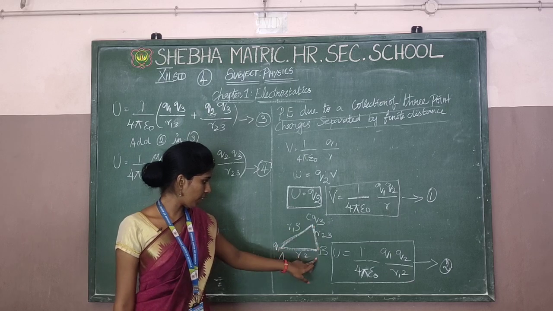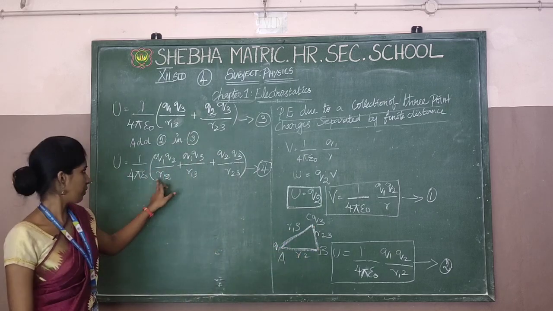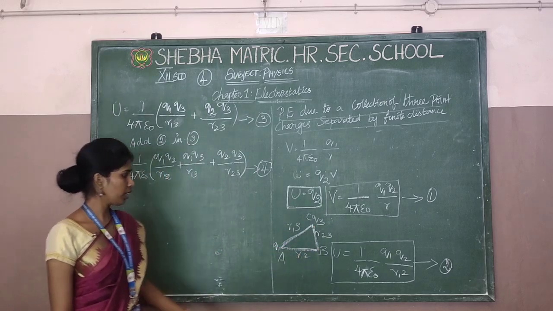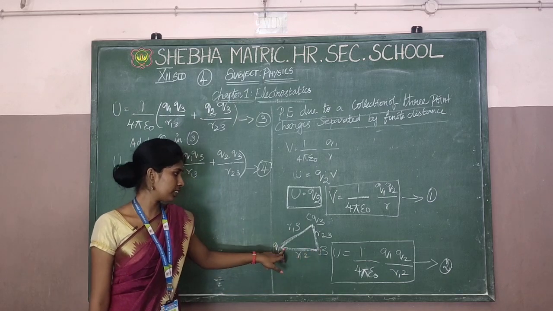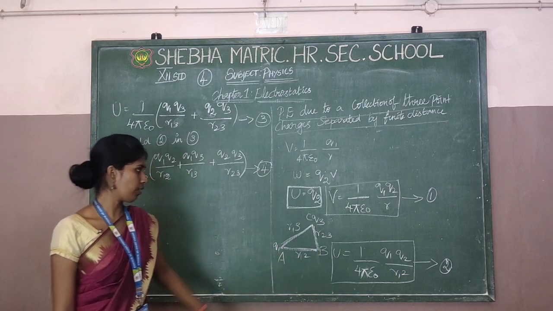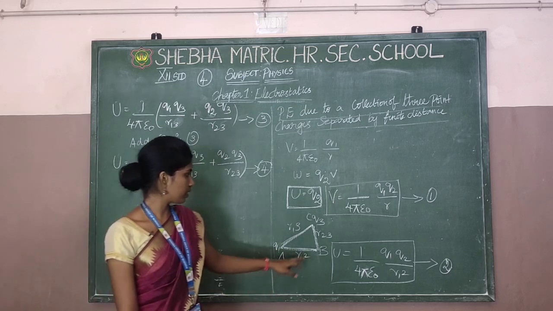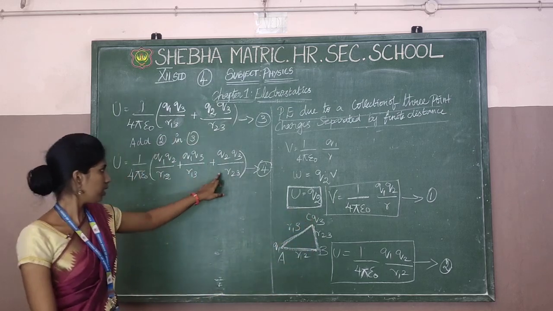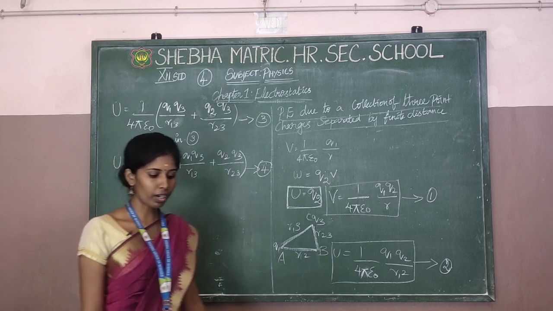In the 3 point charges, we look at these values. In between A and B there are 2 point charges, okay. So we see the in-between distance of these 2 point charges to the third point.